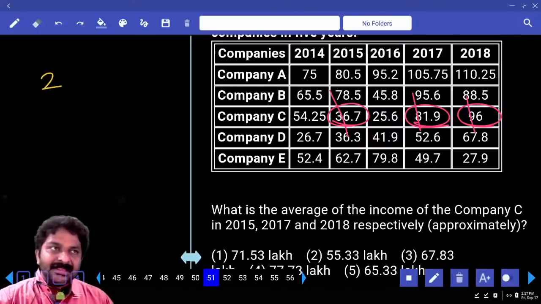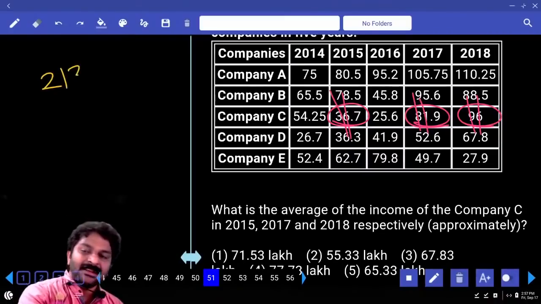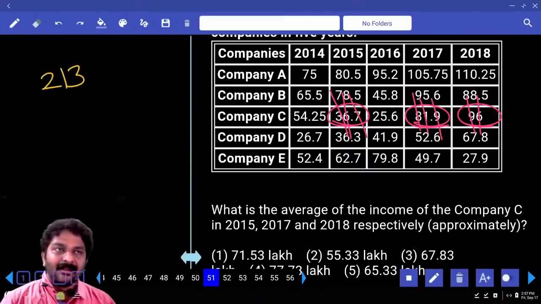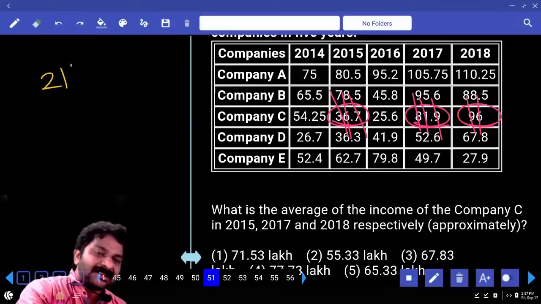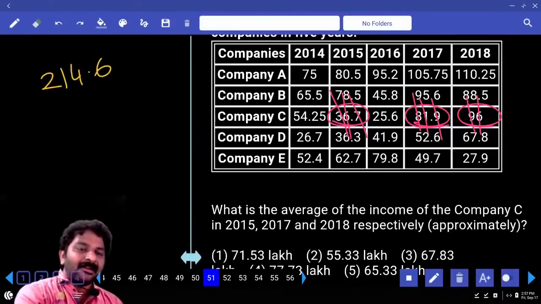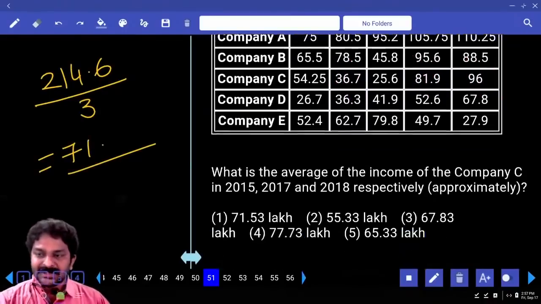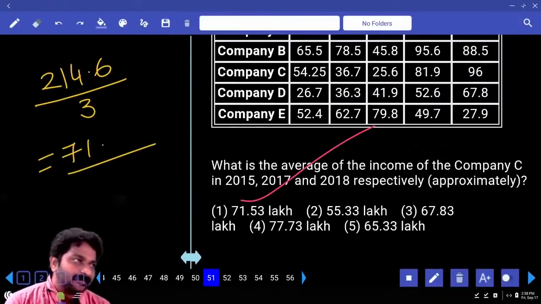Next. Units digit. 6 plus 1, 7 plus 6, 13. Now the numbers after the decimal: 0.7, 0.9. 1.6. That means it becomes 214.6. Your question is about the average, that is divided by 3. 71 point something will be there. How many options are ending with 71 point something? There is only one, first option.